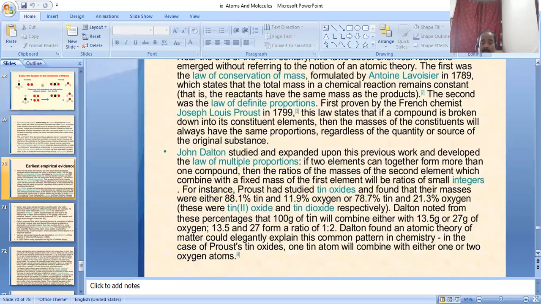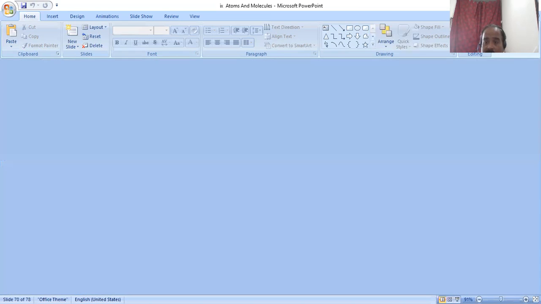So this is some information on chemical combination, and in the next video we will discuss some other content of this chapter.